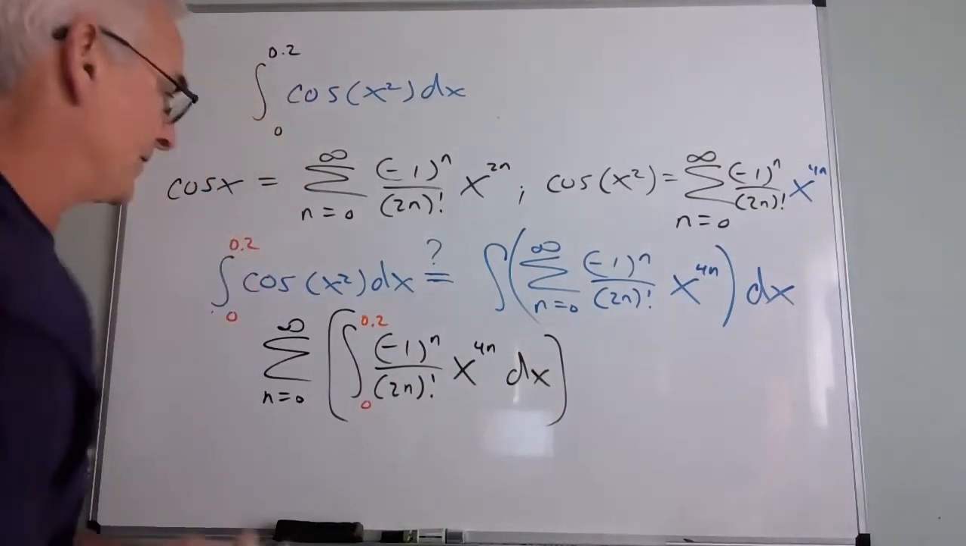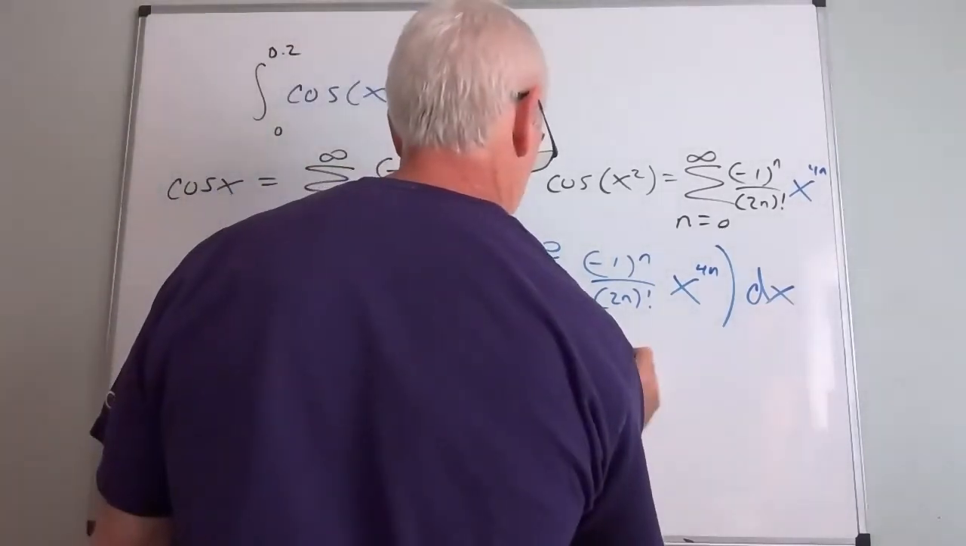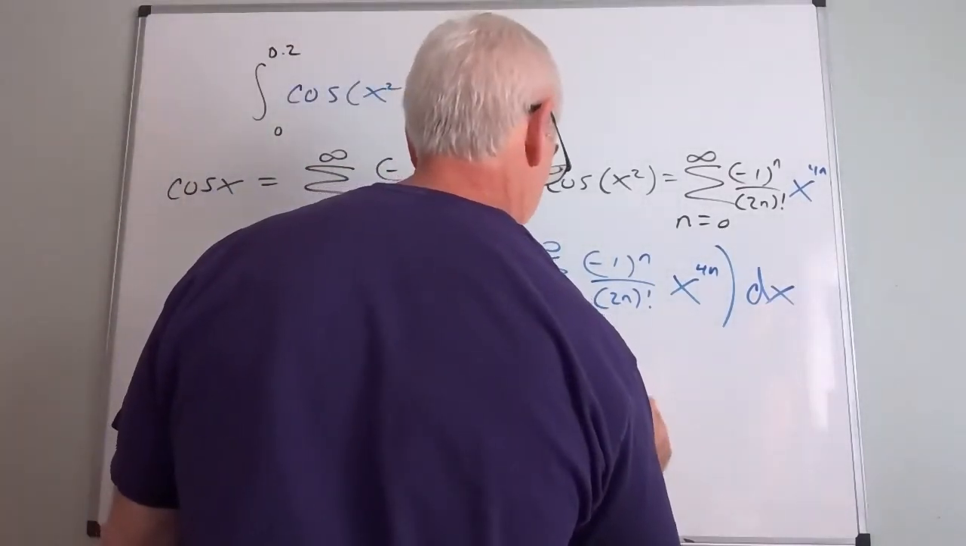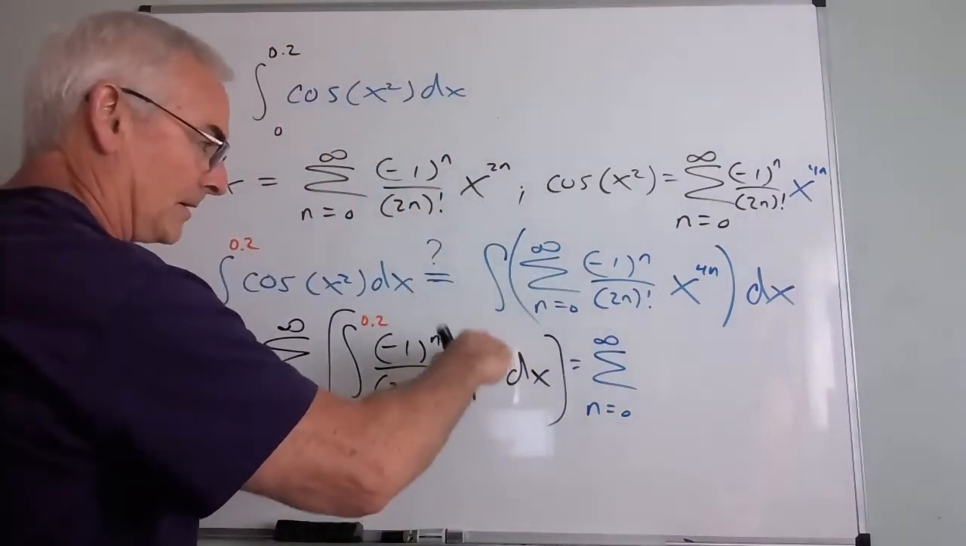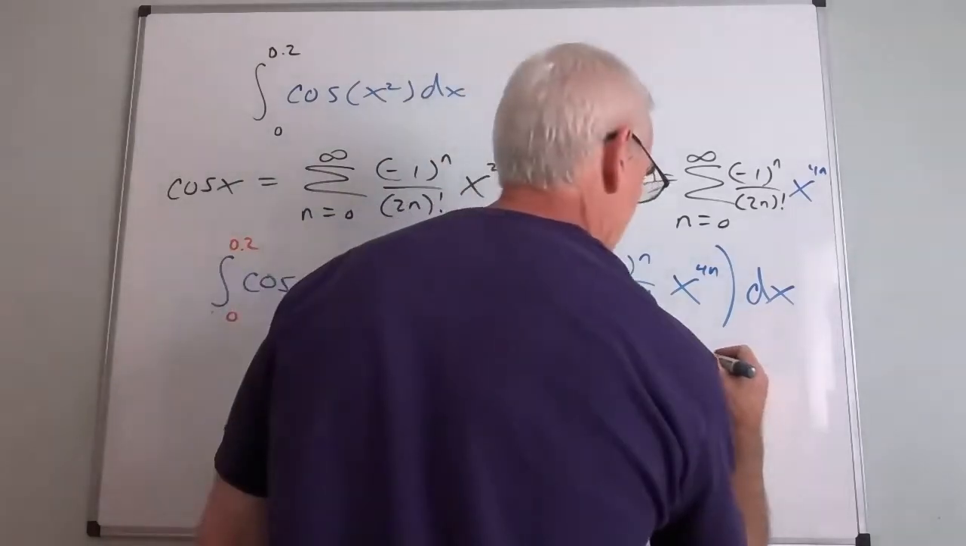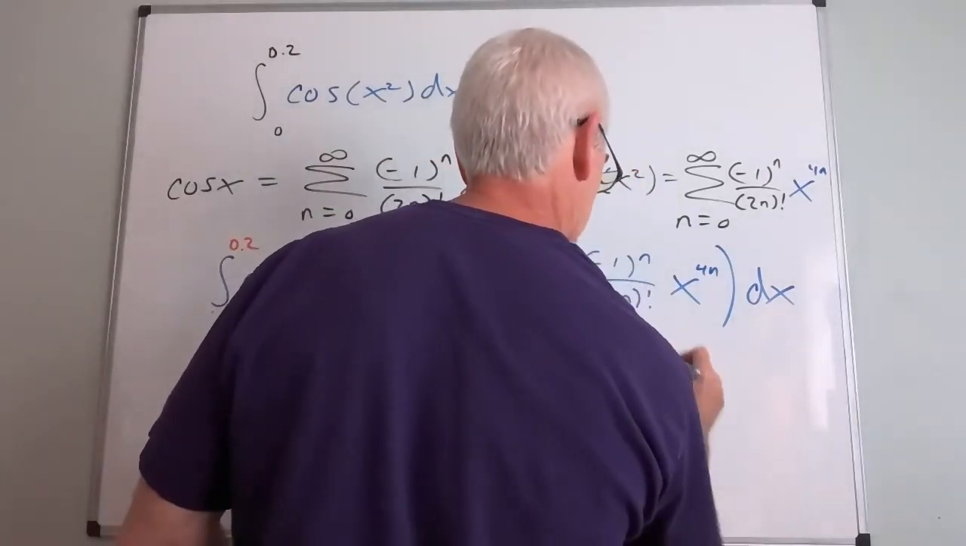Well, what would the antiderivative look like? I'll throw this sum in here. I'm going to have to erase in a moment. Well, I'm only integrating x to the 4n. So that's going to be, I'm going to write the other stuff down again. It's not going anywhere.